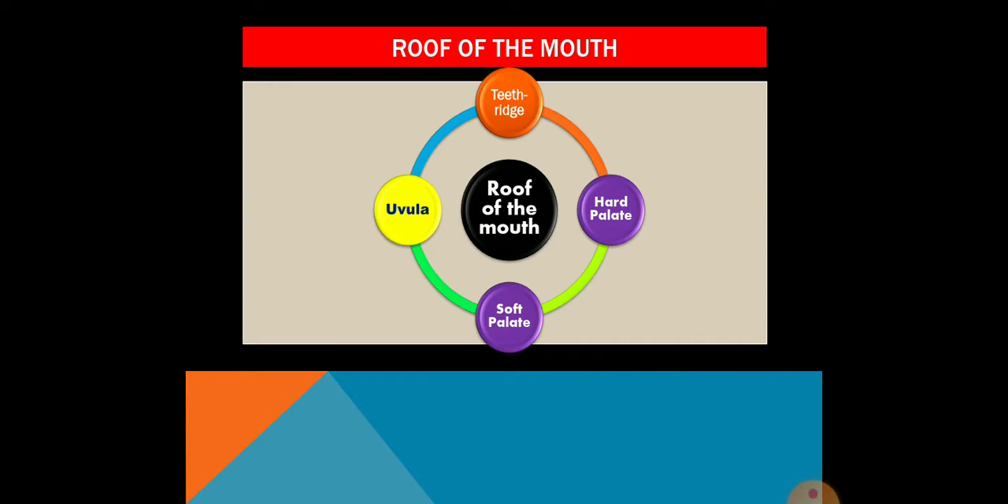Okay, then you come to the last organ. It is the uvula. It is a fleshy, finger-like organ in the mouth. Hope you all understand this. See the next.